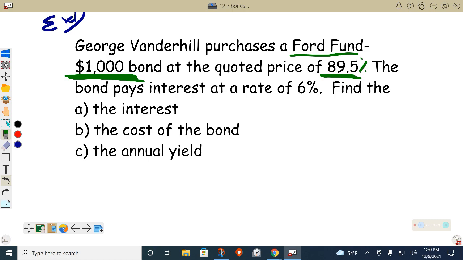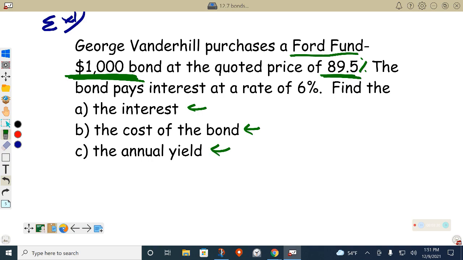And not only that, every year I have the bond, they're going to pay me interest. They'll pay me a payment of interest every year, as well as pay me the $1,000 at the end of the bond term, the maturity date. It's like double income. It's the $1,000 plus interest every year. That's what a bond is. That's how it behaves. So we're going to first calculate the interest, the cost, and then the annual yield.